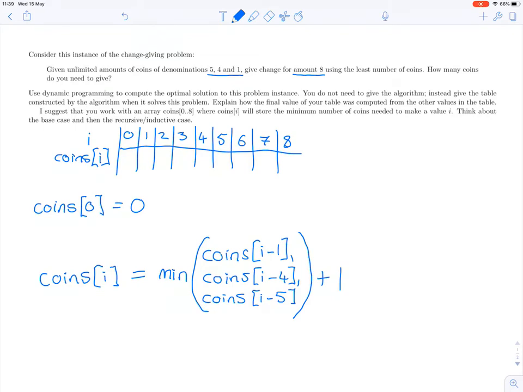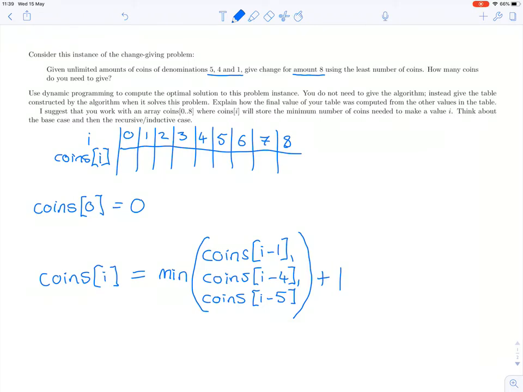So let's just say again what this is telling us. This is a recurrence that says to give change of I, I need to find out how to give change of I minus the value of my 3 possible coins, so minus 1, 4 or 5. Once I've solved those simpler problems, I take the minimum, whichever one can be done in the fewest number of coins, and then I add 1 to that because I just need to give 1 more coin to give change of I. Right, now we've got our recurrence and a base case, we can complete the table bottom up.